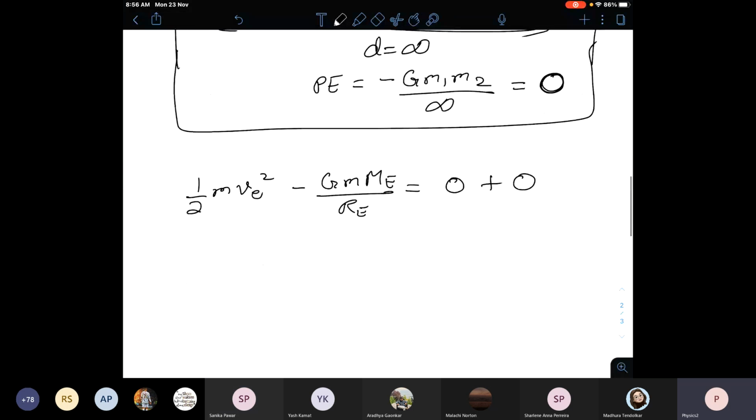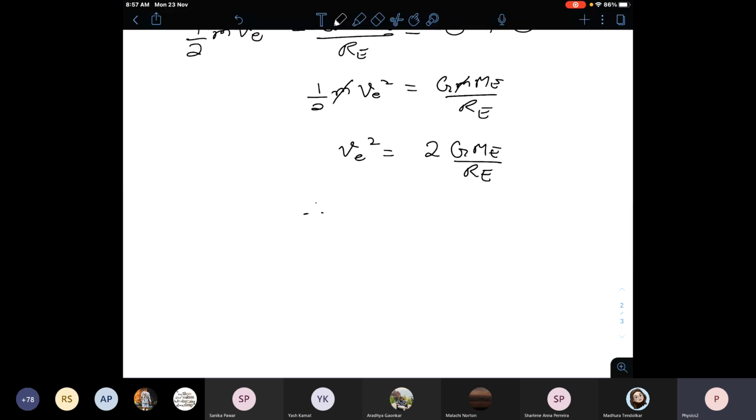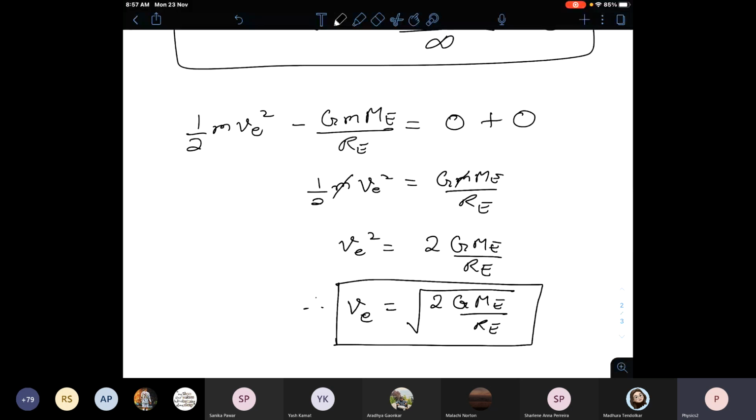Acha. Now see, once I have this equation, from here it is easy to calculate the escape velocity. Simple, just rearrange the terms. I have half mv square equals GMm by Re. m gets cancelled. Ve square comes out to be 2GMe by Re. Therefore, escape velocity comes out to be under root of 2GMe by Re. This is the formula of escape velocity.